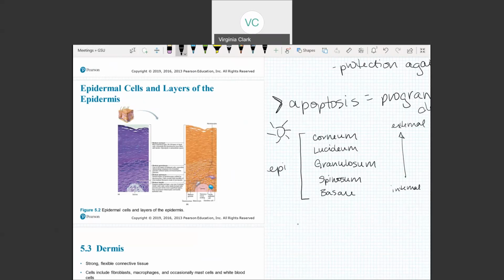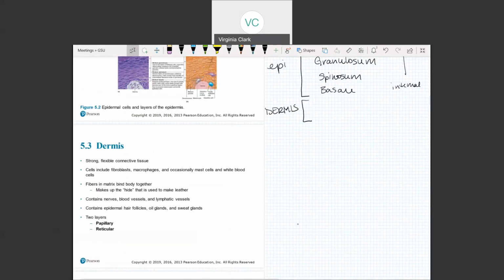But what's next is underneath this, and this is our dermis. This is the next region that we're going to talk about. Within our dermis, it's going to look a lot different than our epidermis. This is a strong, flexible connective tissue, so that's important to remember. It's going to contain a bunch of different types of cells, and these cells have lots of different functions.